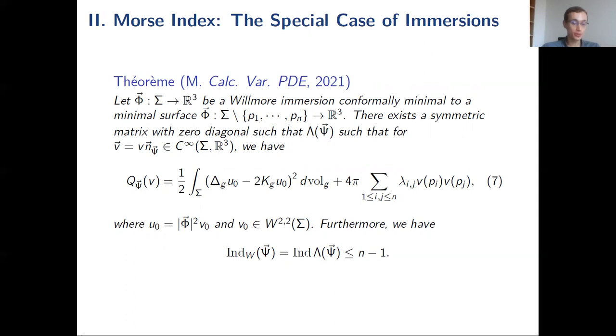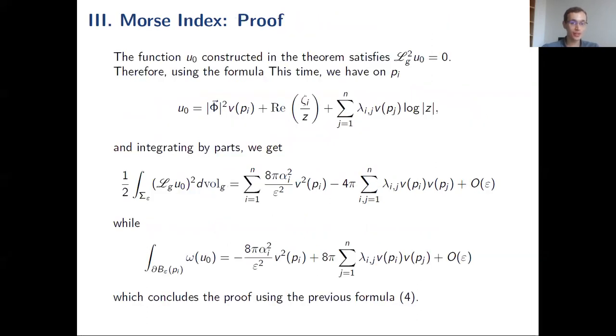And what we will use is this function u0 that we built. I mean, another function u0, but in fact it will be the sum of those u epsilon i when epsilon goes to 0. The interesting part is that this function is a bi-Jacobi field, it satisfies LG squared of u0 equal to 0. And it has the following expansion.